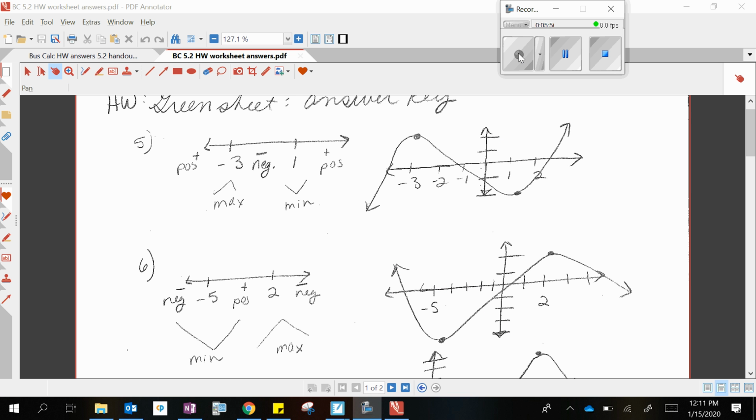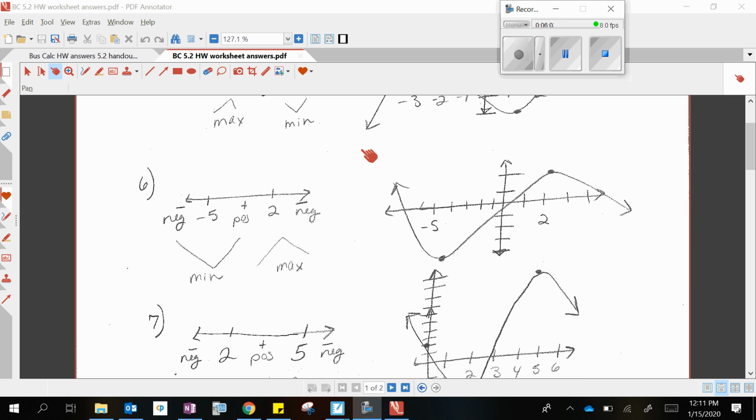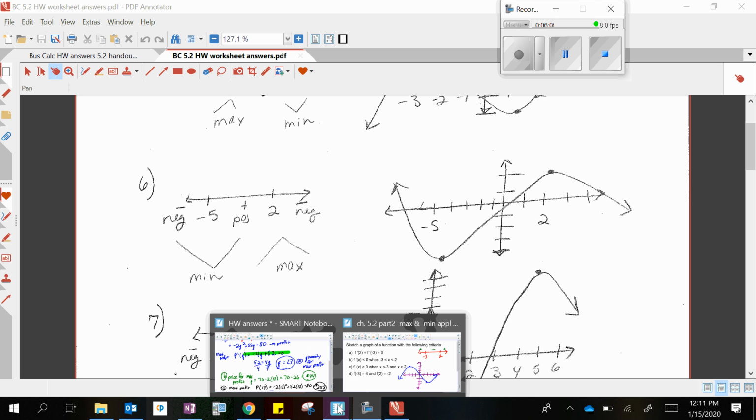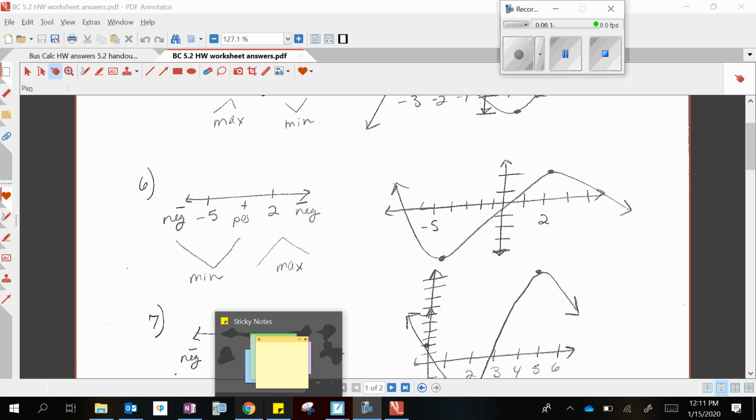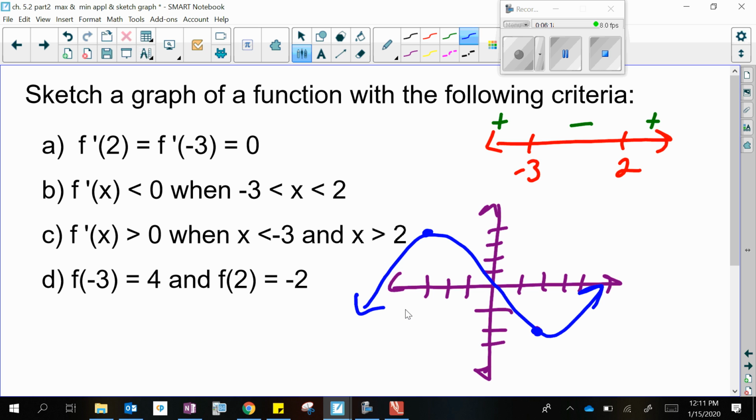Okay, so if we look at these again: positive, negative, positive, so a min and a max, a max and a min. Several of you were a little confused on 6, and really what I found is that it's interpreting the less than and greater than signs. Do you all have a hard time with that? That's where I found the most struggles, just knowing how to interpret those signs.